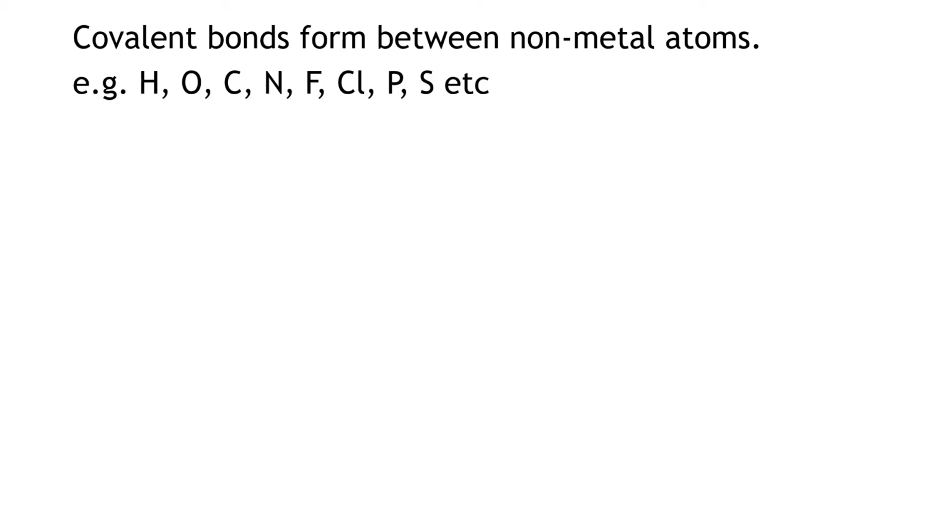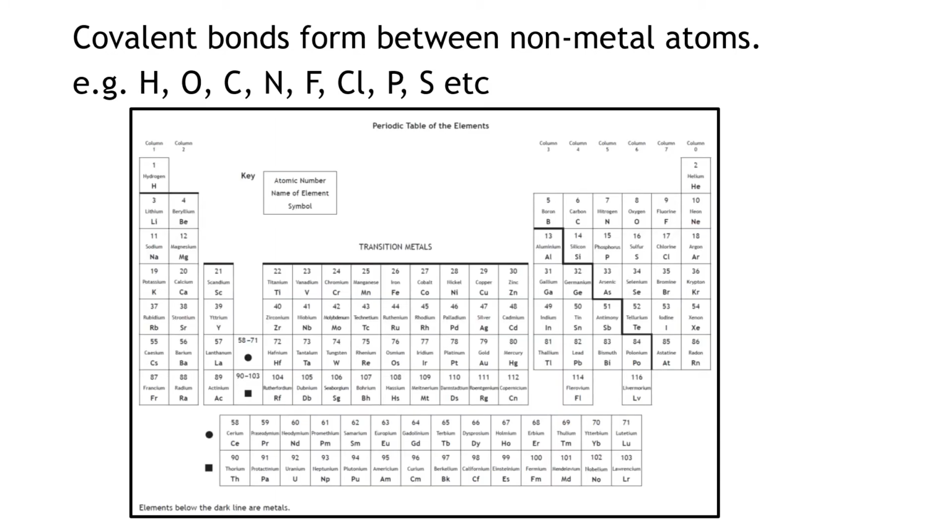To determine whether an element is a metal or a non-metal, you will have access to your data book. And you can see this is page 4 of the data book, and there's a key here. You can see there's a dark line on the periodic table, and below this dark line are elements which are metals. Above this dark line are elements which are non-metals, which I've highlighted in red here.